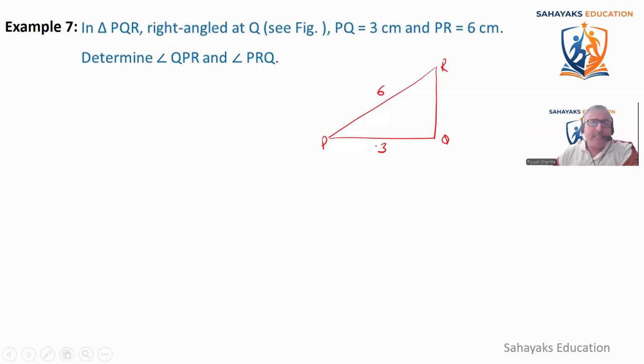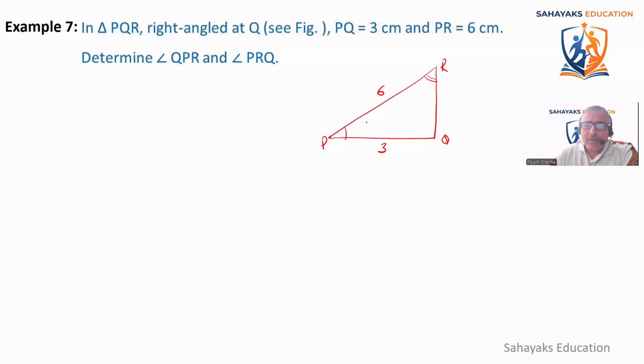So coming to the next question, it says in triangle PQR, right angle at Q, PQ is equal to 3 centimeter, PR is equal to 6 centimeter. Determine angle QPR and PRQ. So we have to find out this angle and we have to find out this angle. These are two angles which you have to find out. Now, what is given to us? Given to us is the base and the hypotenuse.